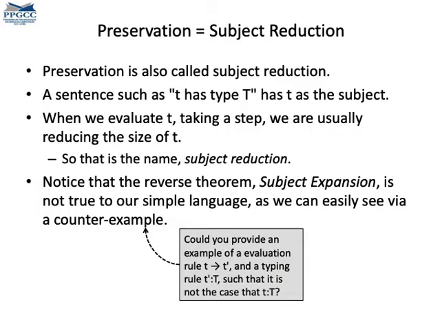The property of preservation is also called subject reduction. If we say that t has type T, then t is the subject. I mean, the term t is the subject of the sentence. When we take a step, we are reducing the size of t, so we are reducing the size of the subject. But notice that preservation holds only in one direction. If we expand a term, then preservation is not guaranteed to hold.